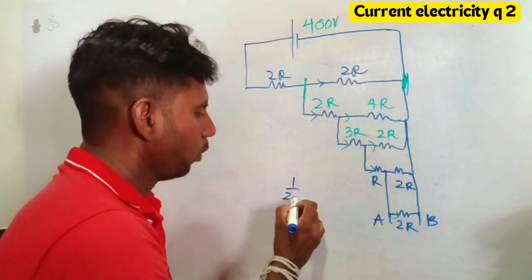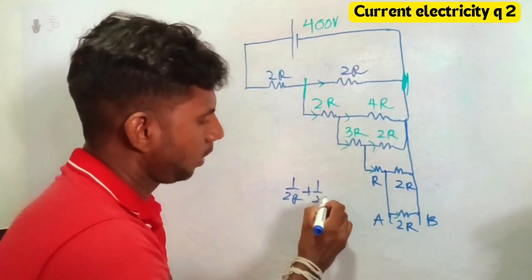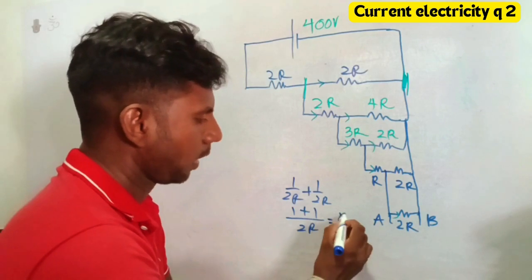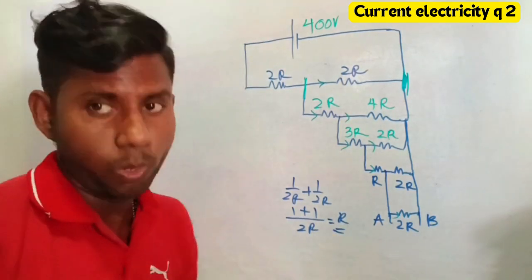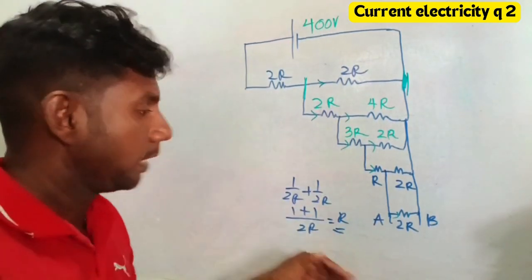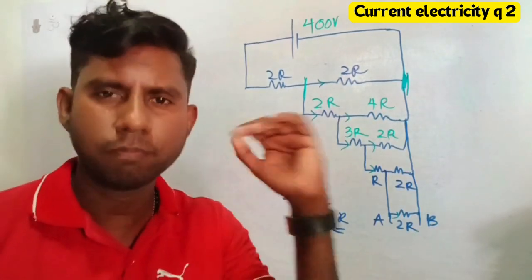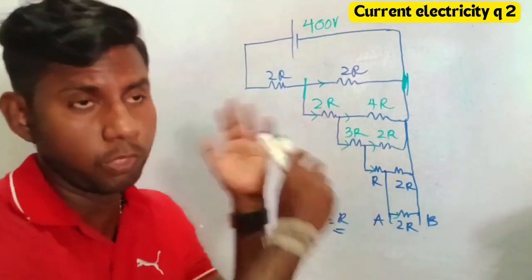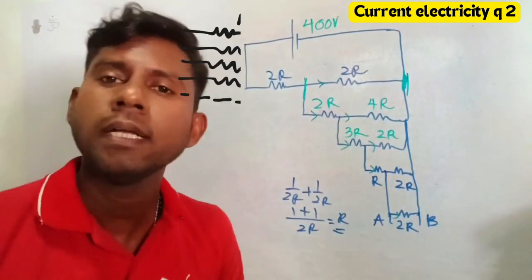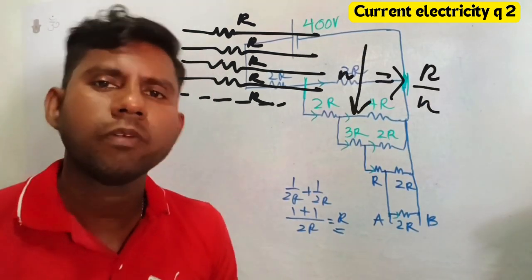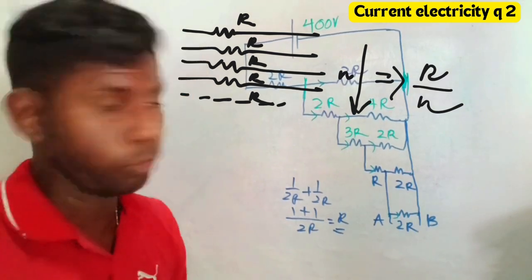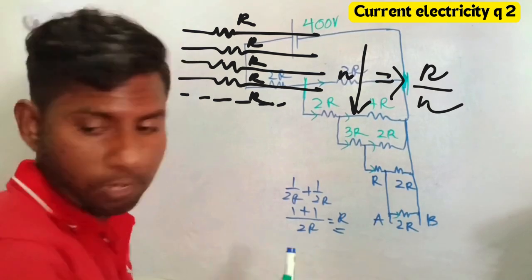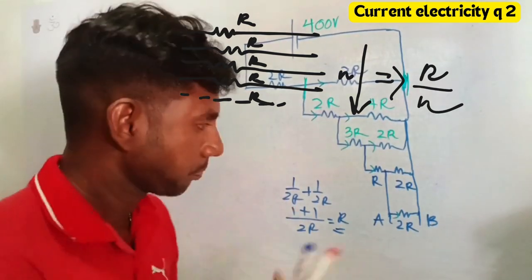2R, 2R, you can easily add them in parallel: 1 over 2R plus 1 over 2R. The common denominator is 2R, so 1 plus 1, take the reciprocal, it's R. If you add resistors of the same value in parallel, we can divide by the number of resistors. For example, if we have N resistors in parallel, the equivalent will be R divided by N. You should know these things. So we get R here.